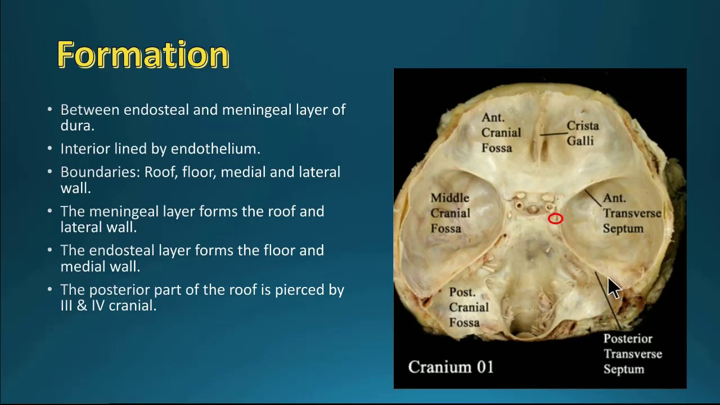So the attached border runs along the superior margin and apex of the petrous temporal, extending into the posterior clinoid process, whereas the free margin which forms the tentorial notch is attached to the anterior clinoid process. So the place where the attached and the free border cross, it is pierced by the oculomotor nerve. So the oculomotor nerve pierces the roof, then continues on the lateral wall. Same way the trochlear nerve also.